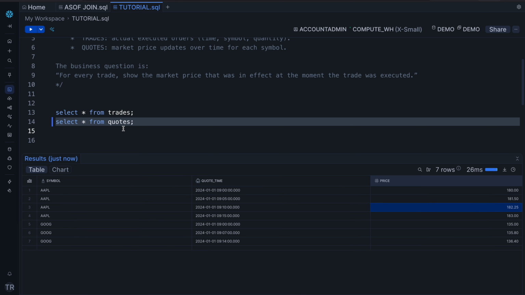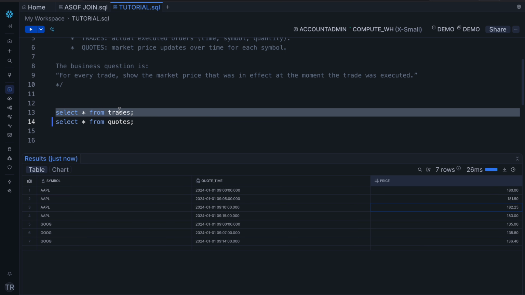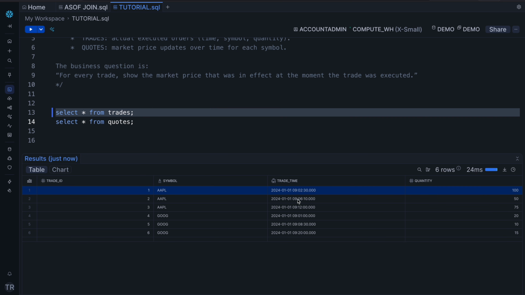Now let's look at what your task is. Using these two tables, for every trade, you need to show the market price that was in effect at the moment the trade was executed. So for each trade, let's say the first trade here, that is of Apple, which happened at 9:30, we want to know what was the market price at this time.